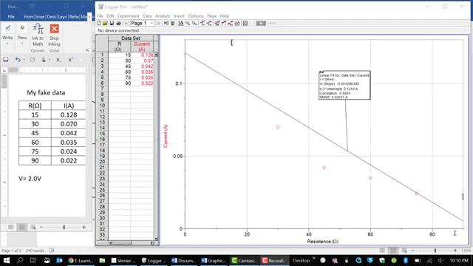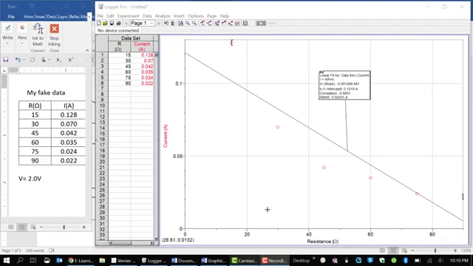All right, so this is a walkthrough on how to linearize the data from part 2 of the Simple Circuit Lab using LoggerPro. And this is assuming that you already have all of the data put into LoggerPro, so I don't have to take you through those steps. So here's my fake data that is already put into LoggerPro.